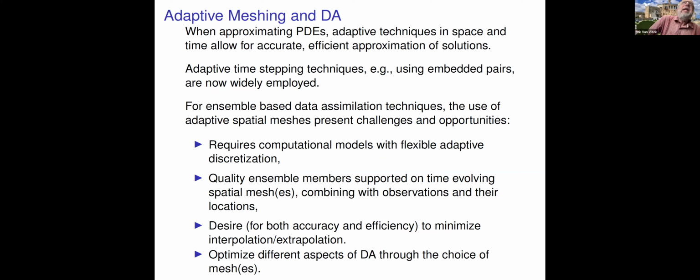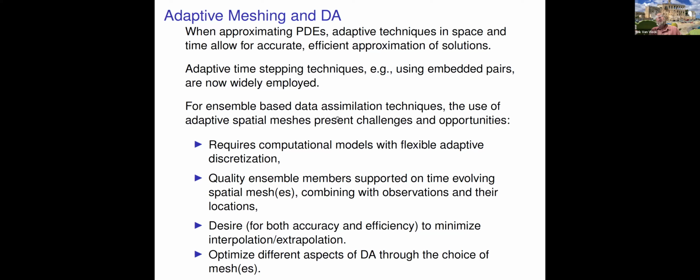Okay, so why do we do adaptive spatial meshing? Well, when approximating PDEs, adaptive techniques in space and time allow for accurate and efficient approximation of solutions. When there's rapid change in the solution in both space and time, we'd like to refine our time step or our mesh to better represent the true, actual underlying PDE solution. So for ensemble-based DA techniques, the use of adaptive spatial meshes gives us a number of challenges, but also some really nice opportunities.